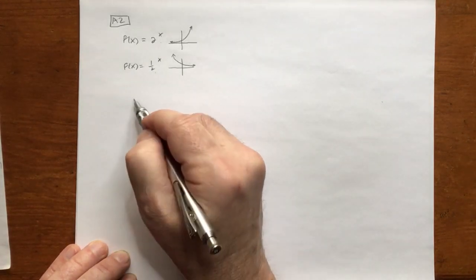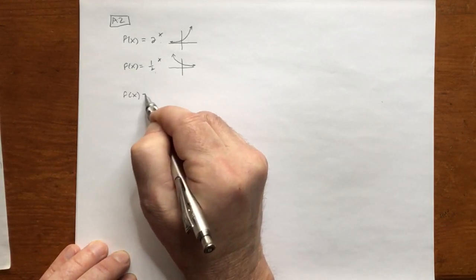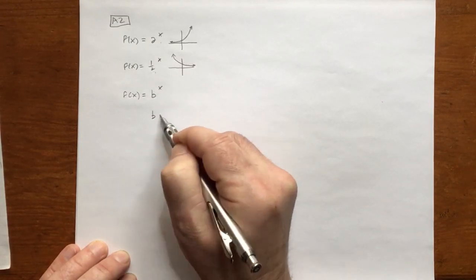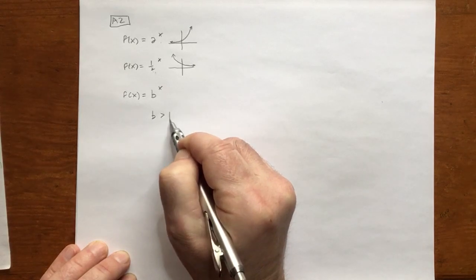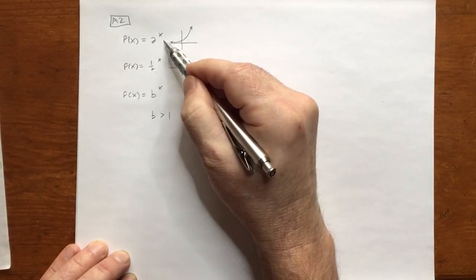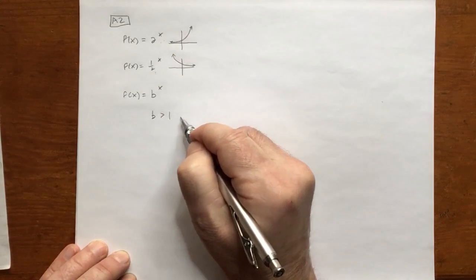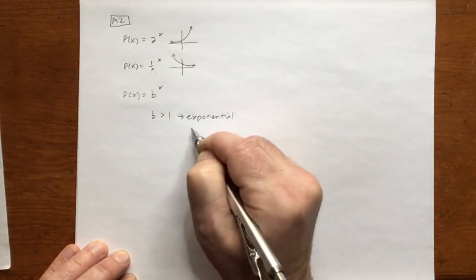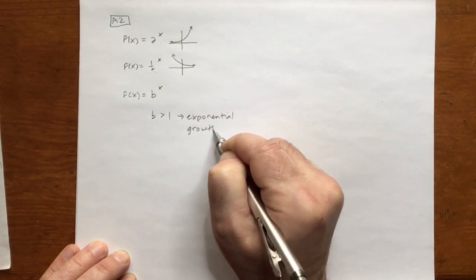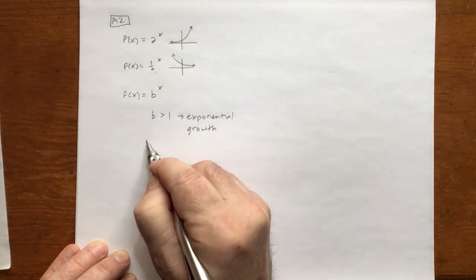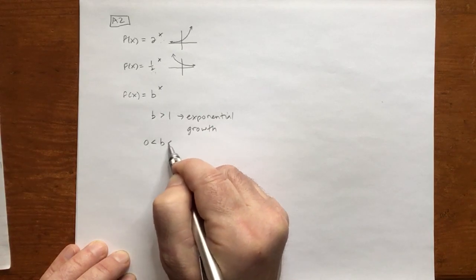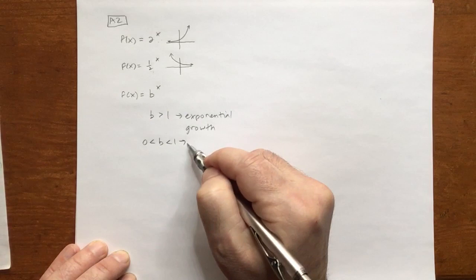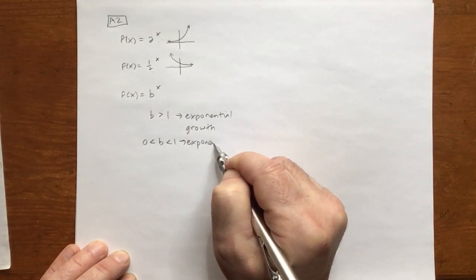So for our exponential function f of x equals b to the x, if b is greater than 1, as it is in our first example, this will give us exponential growth. Whereas if b is a value between 0 and 1, as it is in our second example, this is when we get exponential decay.